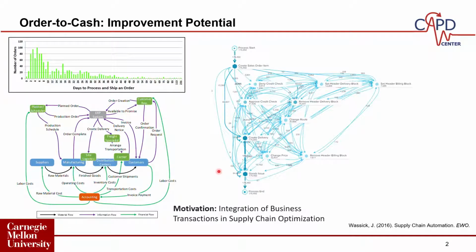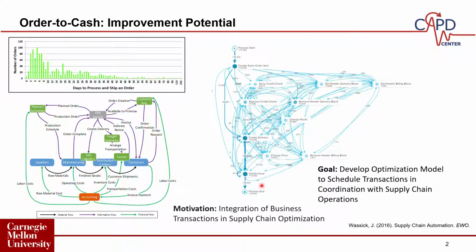So what I've shown here is a sample schematic for the transactions that are occurring behind the scenes. And so there's quite some complexity there, different steps going back and forth between when the process starts until the process ends. And the goal is, can we develop an optimization model that will schedule the transactions in coordination with the supply chain operations?